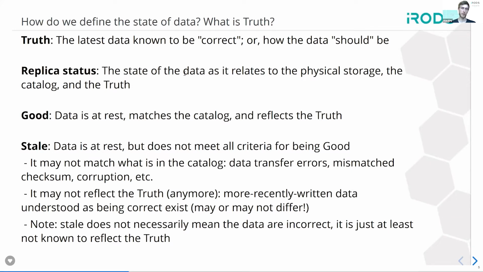So when we talk about replica statuses, in the past there have only been two. And what do we mean by that? A good replica is data that is at rest, it matches what's in the catalog, and it reflects the truth. A stale replica is data that is at rest, but it does not meet all of the criteria for being good, meaning it may not match what's in the catalog, or it may not reflect the truth.